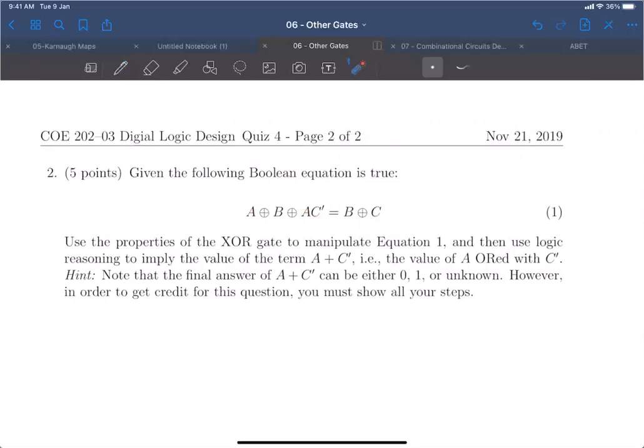I would like to manipulate this expression and imply the value of A ORed with C complement. This is the requirement here. First of all, you can see that the required expression doesn't contain any B. So if there is a way for me to cancel the B from the original equation, that would be great. Can anyone suggest something about this?